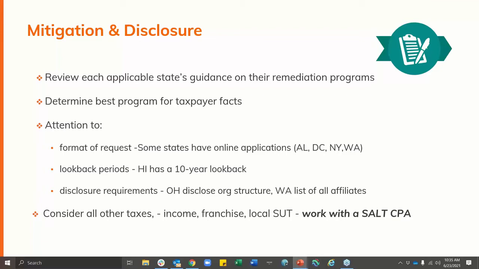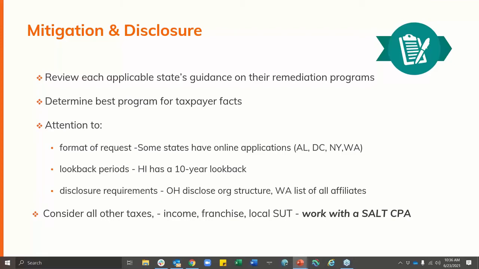And then, what do you have to disclose? Washington, the state that I'm from, wants to know every affiliation that you have in your corporate tree or your organizational tree, and it doesn't matter if it's a 1% affiliation or 100% affiliation. We don't like that, and we don't think it's legal, but they sure are imposing it, so we have to work around that. And then again, consider all of the other taxes.